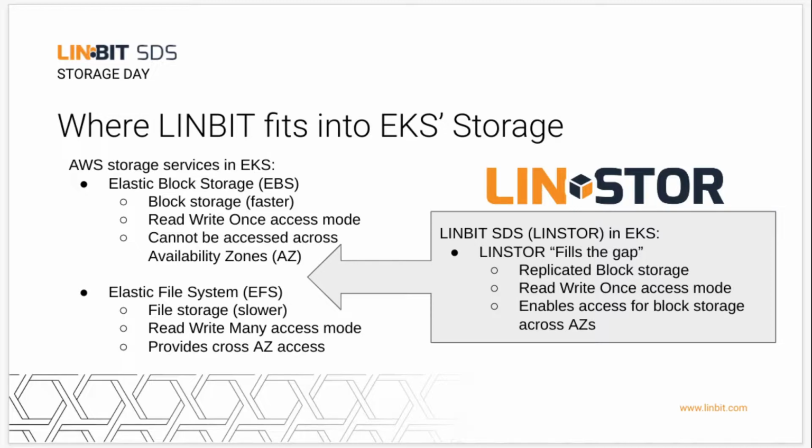The elastic file system is file-based storage, so it's going to be a little slower, but it does allow you to read-write many. It allows that access mode for your PVs, and it does provide cross-AZ access. This is where LINSTOR fills the gap. LINSTOR is replicated block storage, so it's of that faster type of storage. It does allow only read-write once access, but it does enable access for block storage across AZs. So we're going to replicate your volume into multiple availability zones, and from there you can access it in whichever AZ you need to access it in.